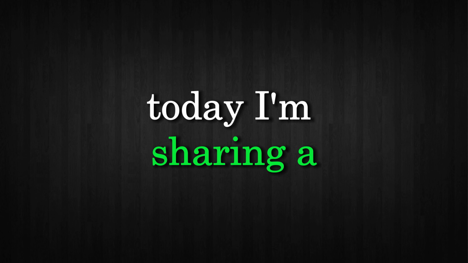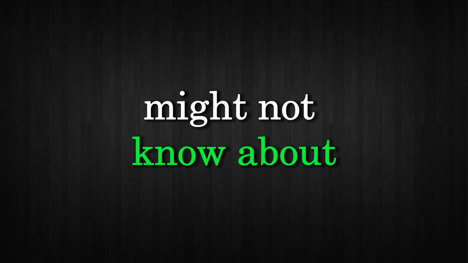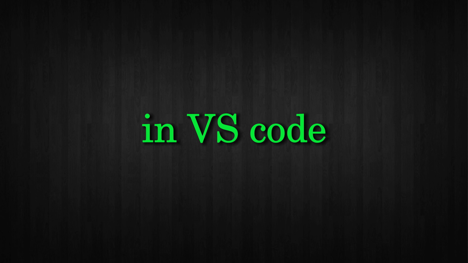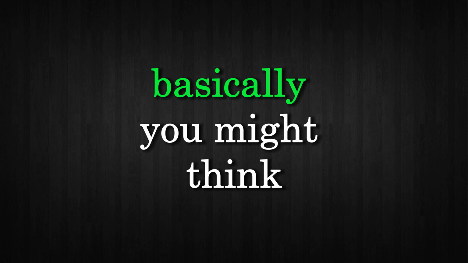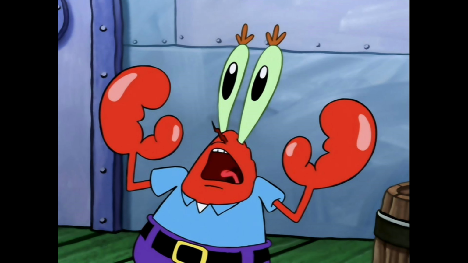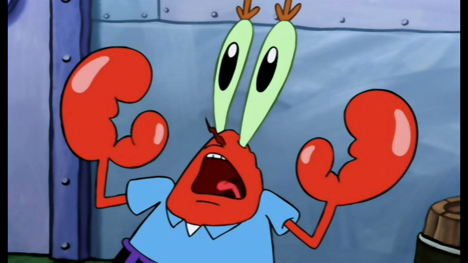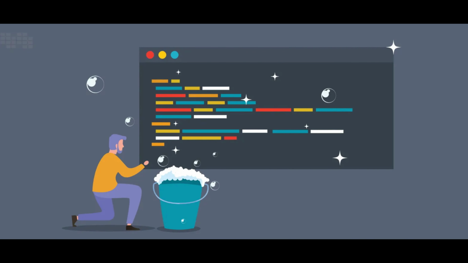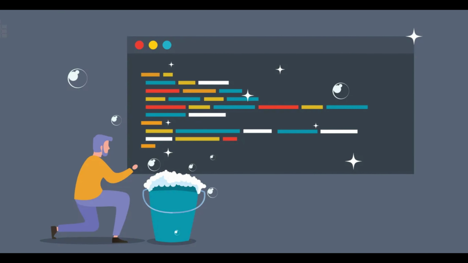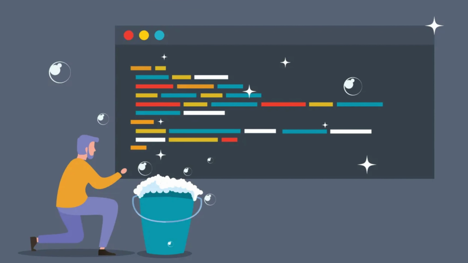Today, I'm sharing an old feature that many beginners might not know about, the Prettier extension in VsCode. Basically, you might think, how is Prettier code looking beautiful and maintained well? Basically, it's a code formatter in VsCode that makes your code look clean and professional without any extra effort.